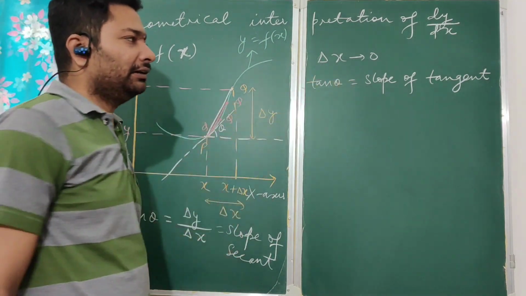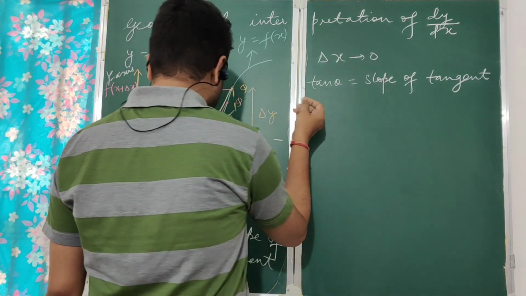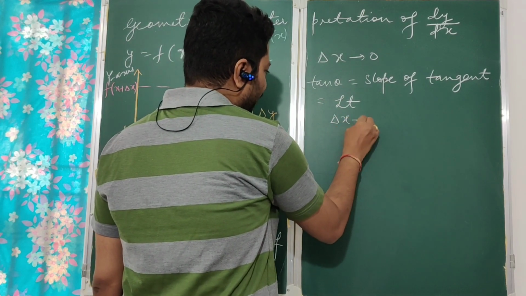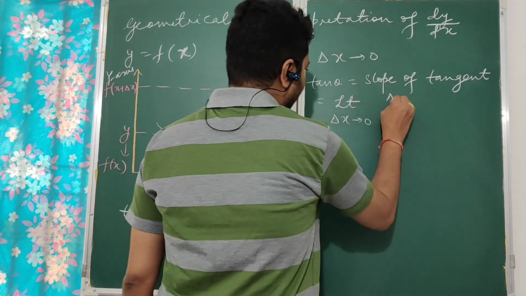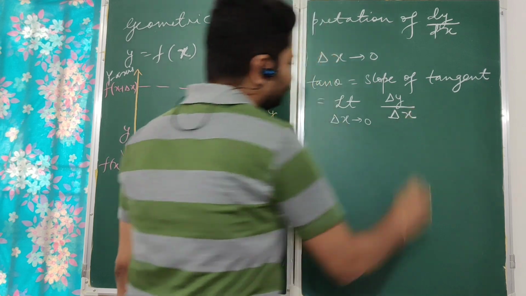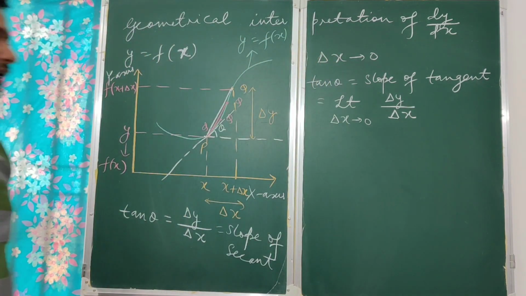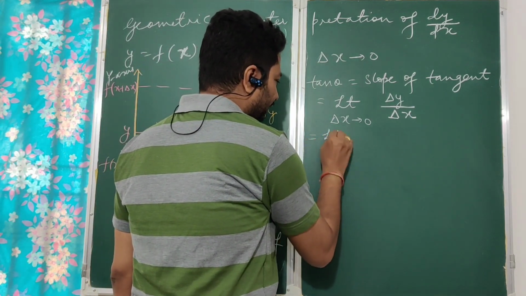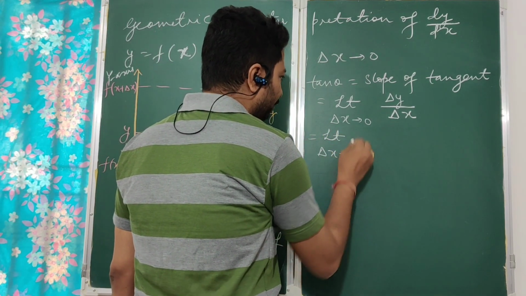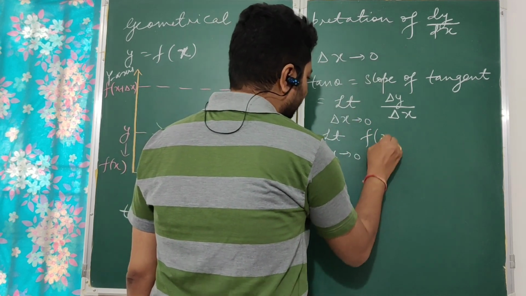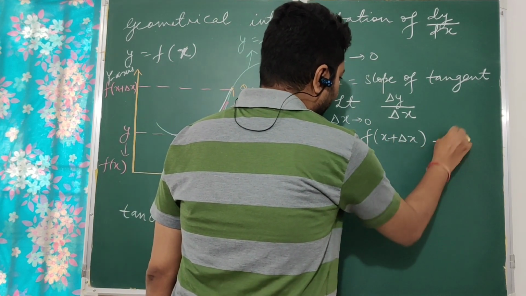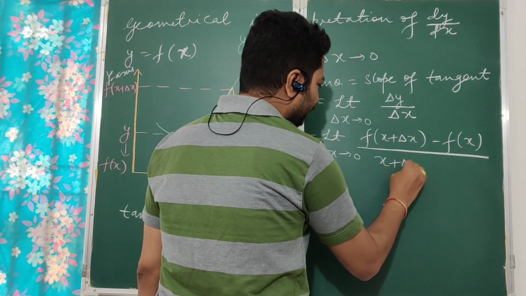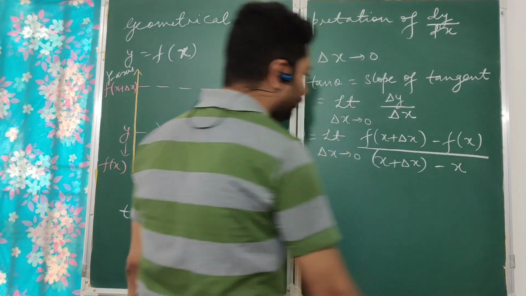And when this is happening with a limit, when you are applying some limit on this, and the limit is del x tending to 0, del y by del x. Now what is del y? We can also write this as limit delta x tending to 0. Del y, you can see, is f of x plus delta x minus f of x. And what is delta x? It is x plus delta x minus x.